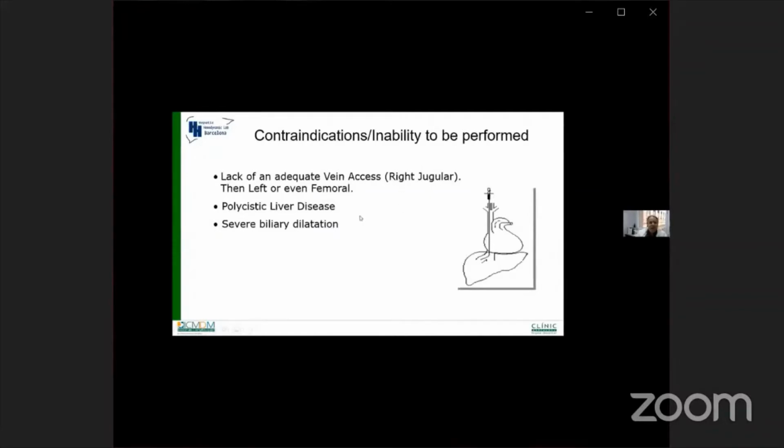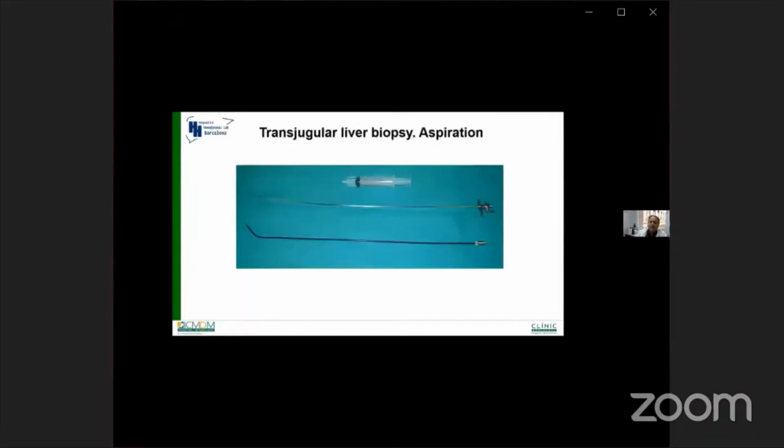But in this situation, we can do the transjugular liver biopsy through the left jugular vein, or even, in some places, through the femoral approach. We have no experience using the femoral approach, but this can be done, and there are centers that are able to do the transjugular liver biopsy through the femoral approach, although I would say that this is anecdotic. Usually, through the right or the left, it is possible to perform the transjugular liver biopsy in almost 100% of the cases.